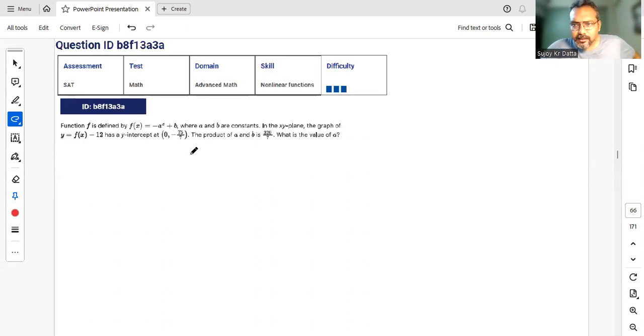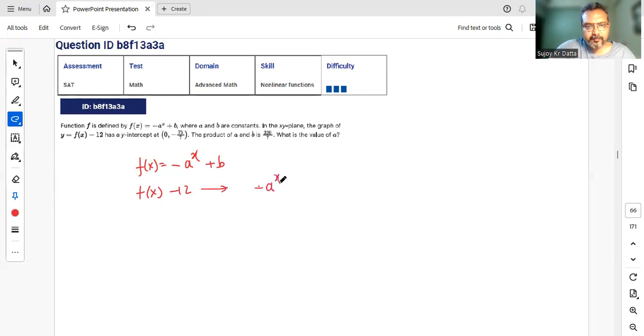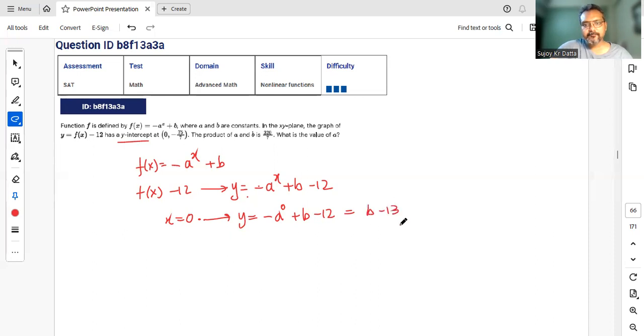So here we have an exponential equation. It says that f(x) is negative a to the power x plus b, where a and b are some constants. In the xy plane, the graph of y equals f(x) minus 12. So the new function would be negative a to the power x plus b minus 12. For the y-intercept, if I plug in x as 0, my y value would be minus a to the power 0 plus b minus 12. So that's minus 1 plus b minus 12, which is b minus 13.